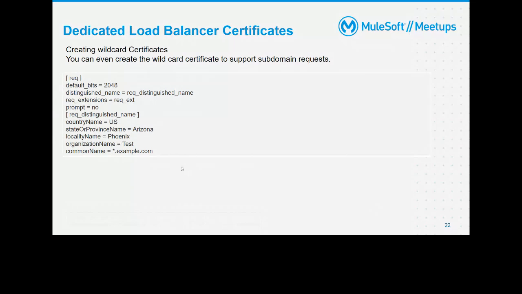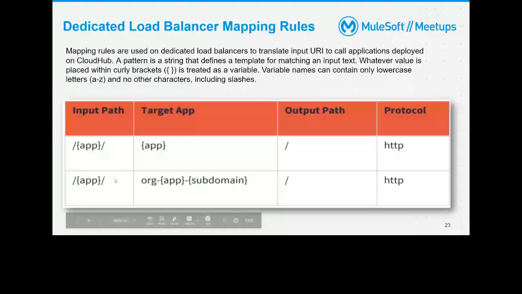Mapping rules are used on the dedicated load balancer to translate the input URL to call the application deployed on CloudHub. Whatever I define in the curly brackets is the app variable. So I'm saying slash {app} slash app, this is the input request. Then my target app will be {app}, and the protocol is HTTP. I will show that example with a demonstration. Then again, my input path is app.